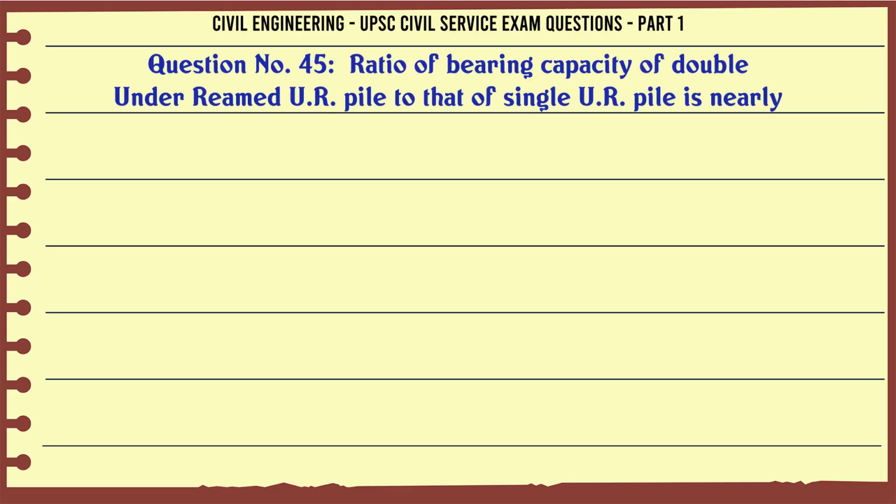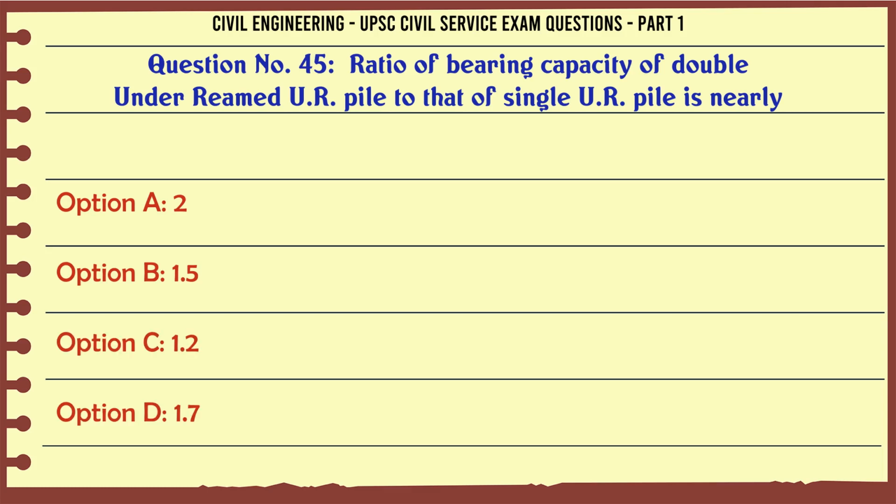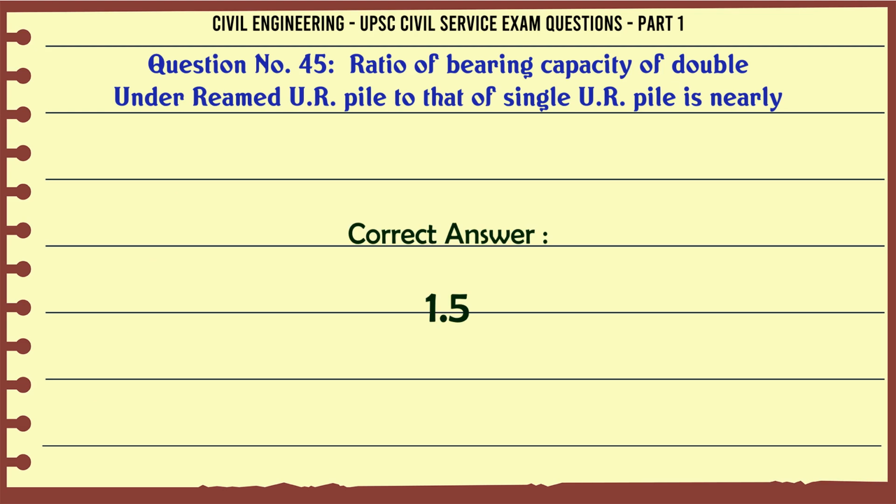Ratio of bearing capacity of double under-reamed (U.R.) pile to that of single U.R. pile is nearly: A. 2, B. 1.5, C. 1.2, D. 1.7. The correct answer is 1.5.